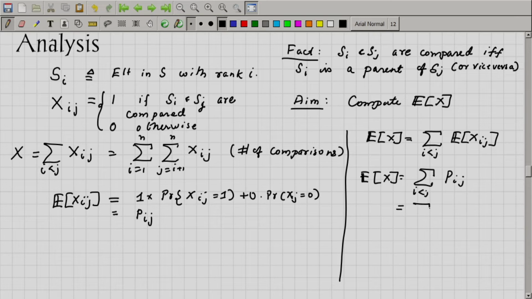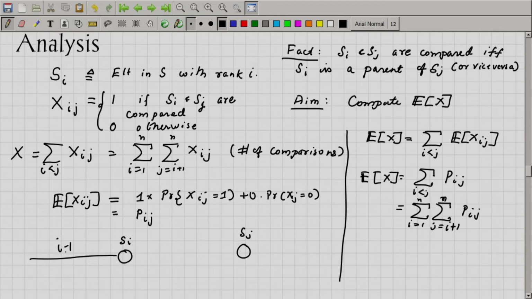So, we can also write it as the summation over i going from 1 to n, j going from i plus 1 to n of Pij. So, let us look at the element Si and the element Sj. When will they be compared? There are i minus 1 elements here, in between there are certain elements, and after this there are certain elements.